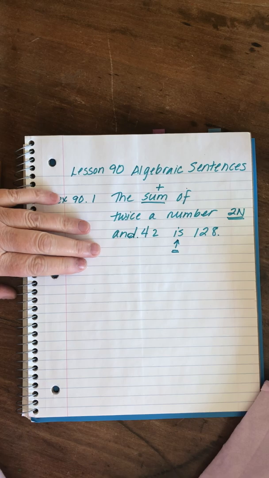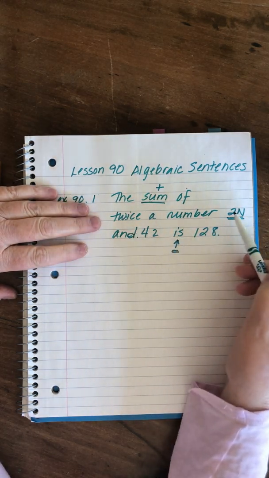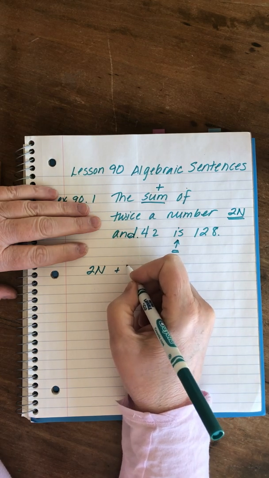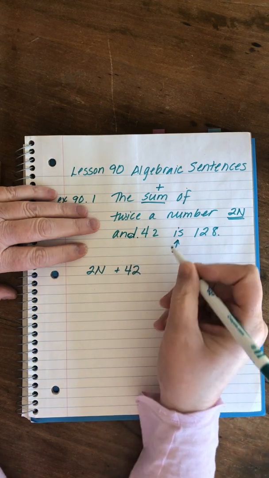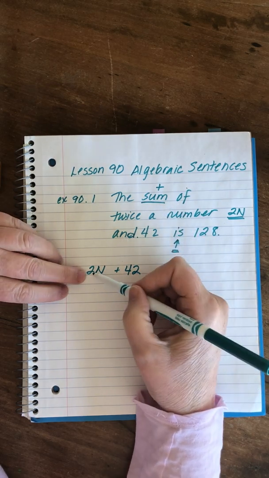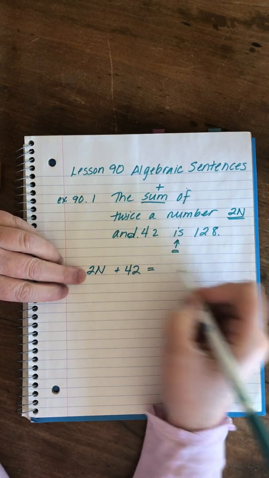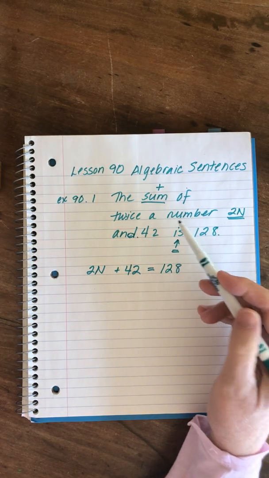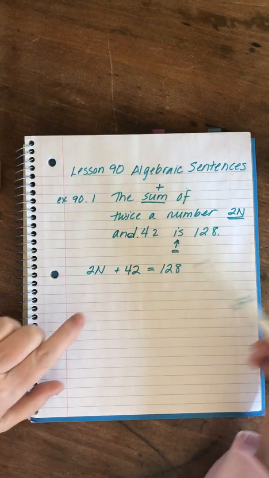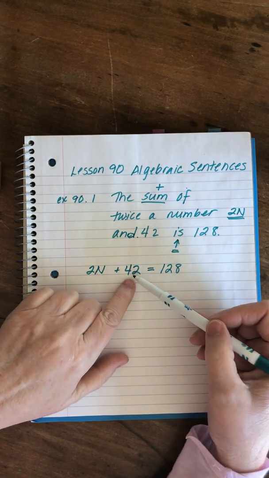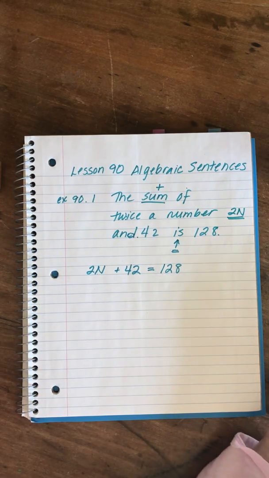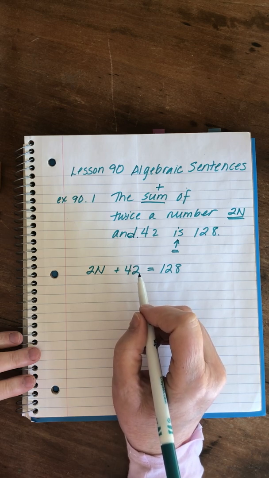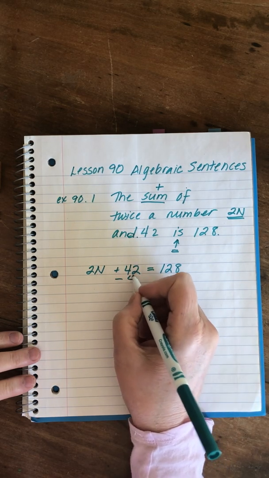And 42, is always means equals. So the sum of twice a number and 42 means we take twice a number and 42, right? The sum of twice a number and 42 is 128. We just converted these words into this sentence. That's the hard part. Solving it is pretty darn easy. All we have to do is subtract the 42.